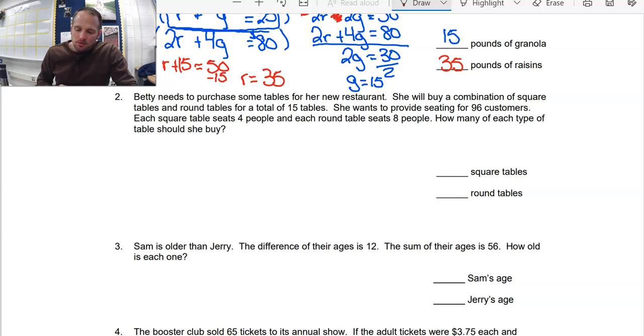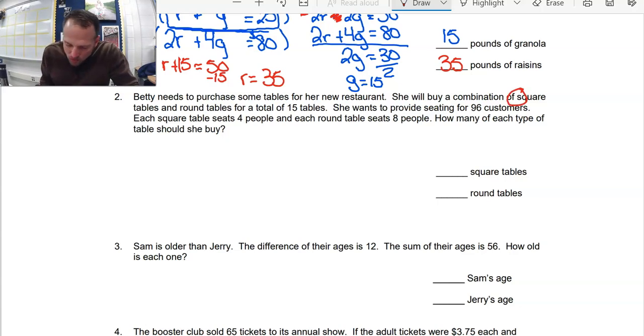Betty needs to purchase some tables for her new restaurant. She'll buy a combination of square tables and round tables. Ooh, those are the two things we're talking about. Those are our variables, S and R. For a total of 15 tables, 15 looks like math, that's going to be important. She wants to provide seating for 96 customers, that looks important. Each square table seats 4 people, and each round table seats 8 people. How many of each type of table should she buy?